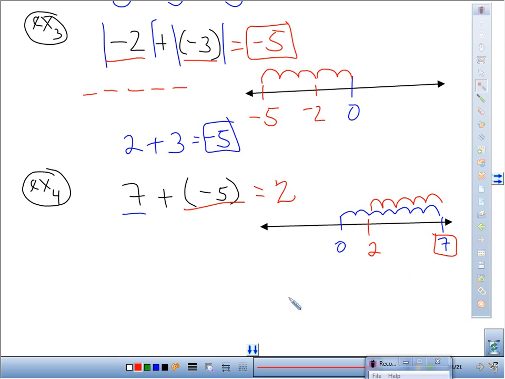Okay, good. Now let's do some tiles. How many positives? 7. 1, 2, 3, 4, 5, 6, 7. Negative 5. 1, 2, 3, 4, 5. Can you identify the zero pair? Yeah. Right here. And what do we have left? 2 positives.